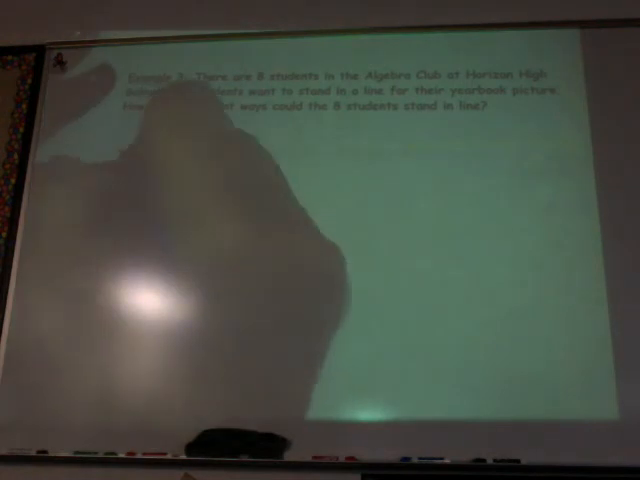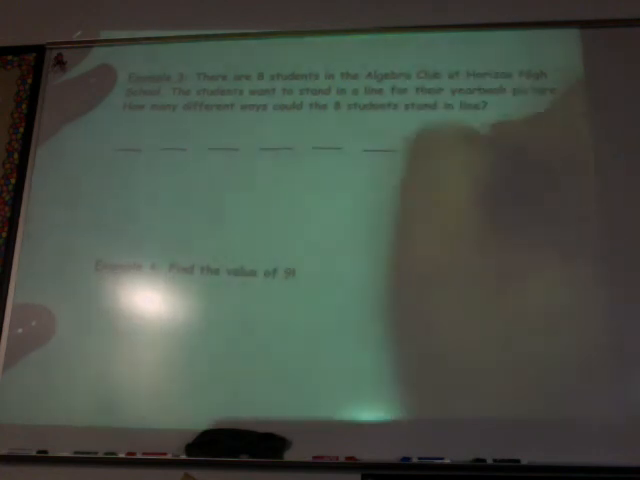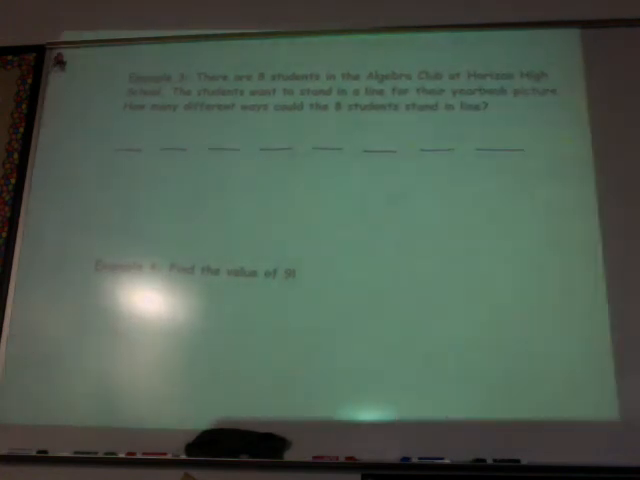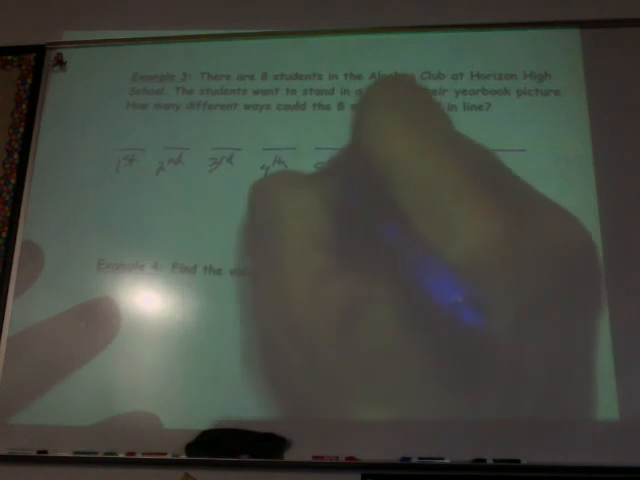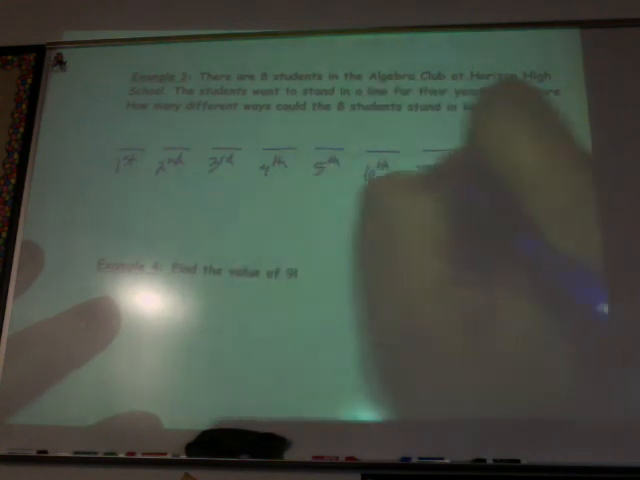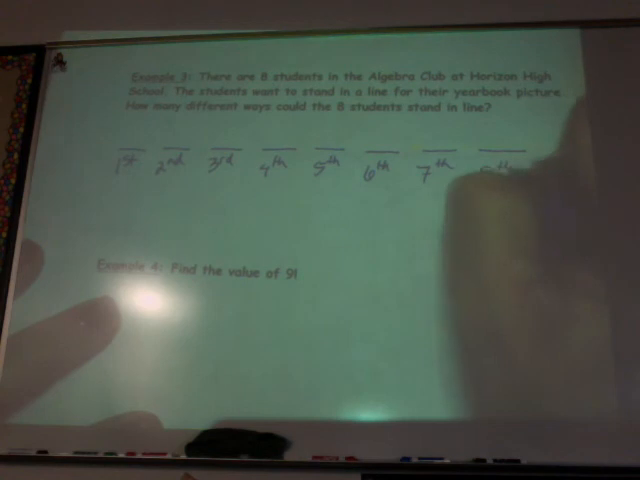So I have 1, 2, 3, 4, 5, 6, 7, 8 places in line, don't I? This would represent the first, second, third, fourth, fifth, sixth, seventh, and 8th.